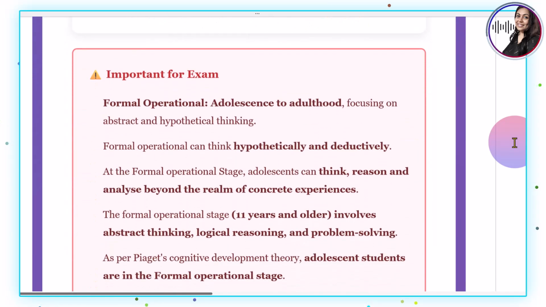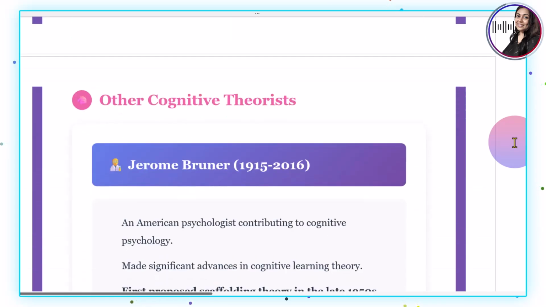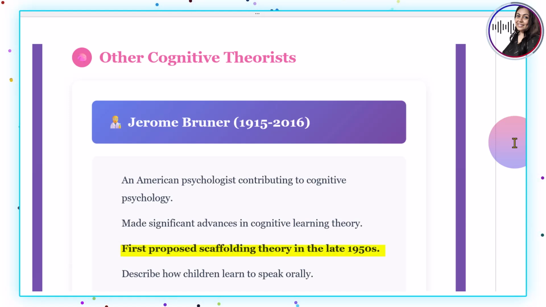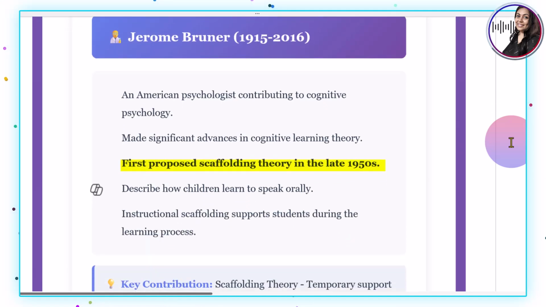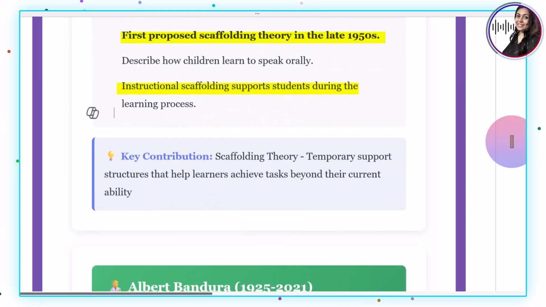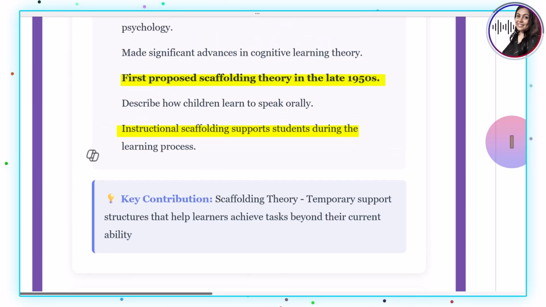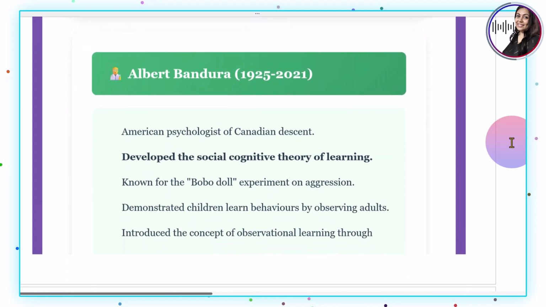Now, let us briefly look at other important cognitive theorists who contributed significantly to learning theory. Jerome Bruner, an American psychologist, made major contributions to cognitive psychology and proposed the idea of scaffolding in the late 1950s. Scaffolding refers to providing structured support to learners during the learning process and gradually removing it as learners become more competent. Bruner also studied how children acquire language and emphasized discovery-based learning.